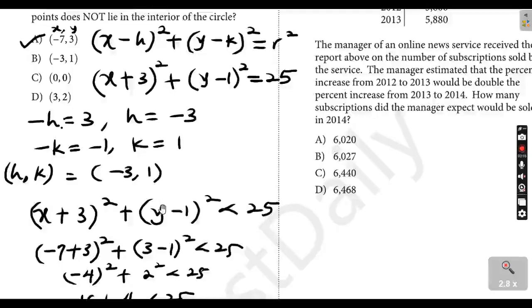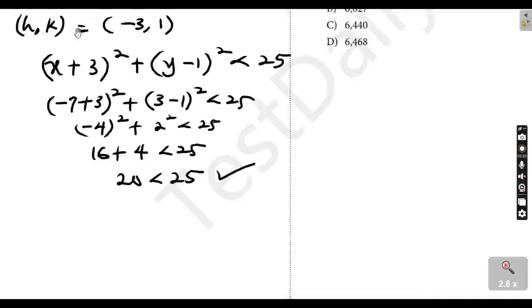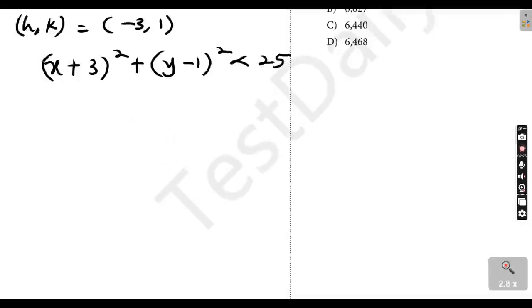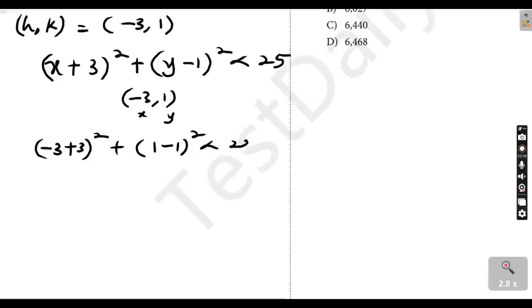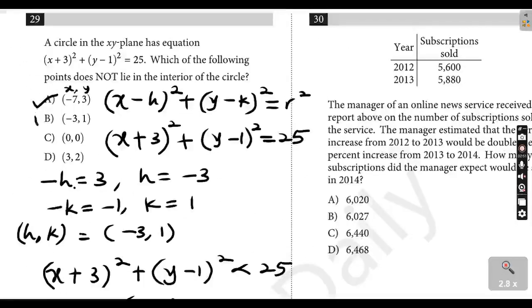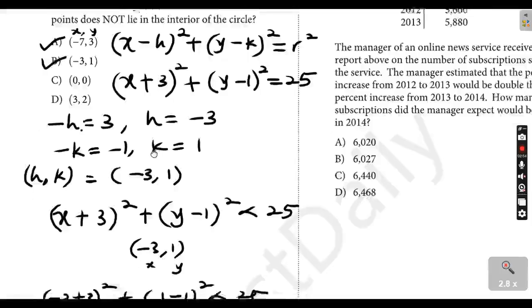So let's test for option B. Option B is (−3, 1). So this is our x, this is our y. So we have −3 plus 3, all squared, plus y, that is 1 minus 1, all squared, less than 25. −3 plus 3 is 0 squared, plus 1 minus 1 is 0 squared, less than 25. 0 is less than 25. So B also lies in the interior of the circle.